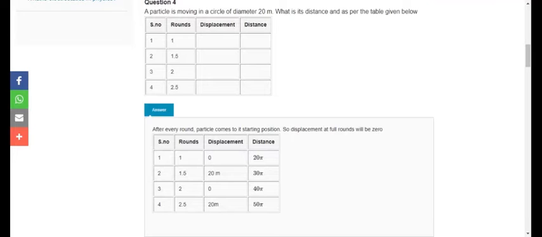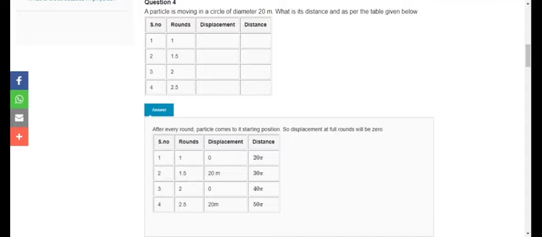The particle is on the opposite side of its initial position, so the displacement will be 20 meter, which is equivalent to the diameter of the circular path. Whereas the distance, again it would be 2 pi r. It completes one round, so the entire circumference it completes, then again it takes half a rotation. That means it again covers half of the circumference.